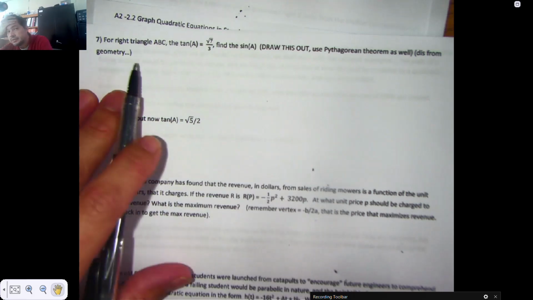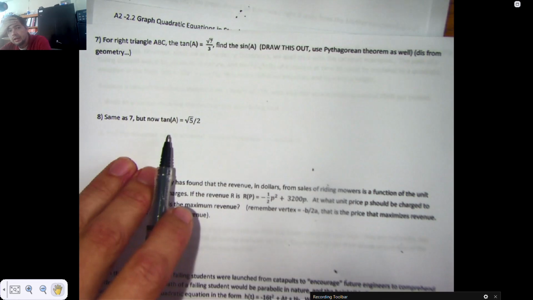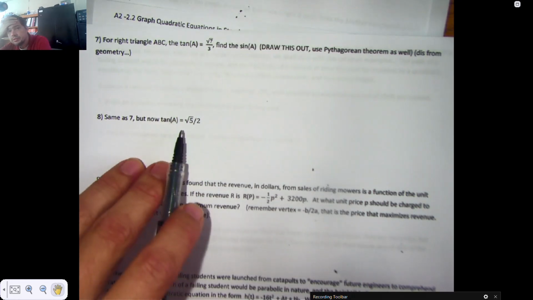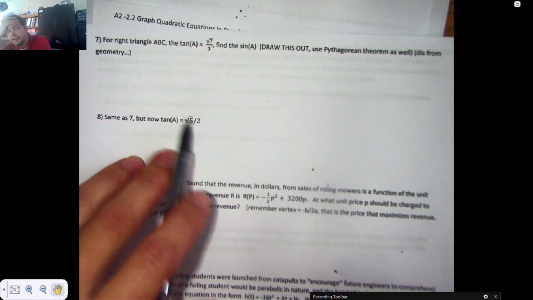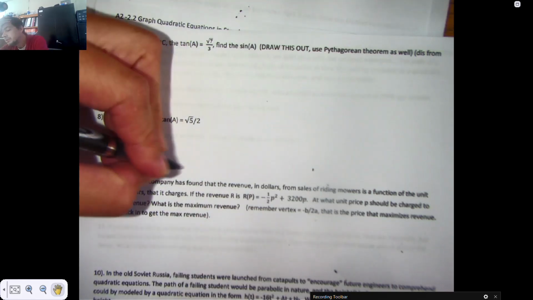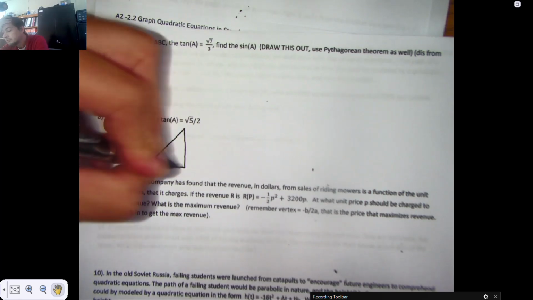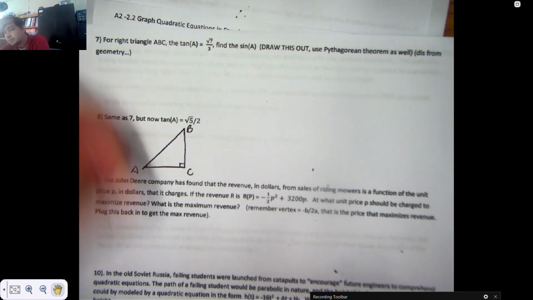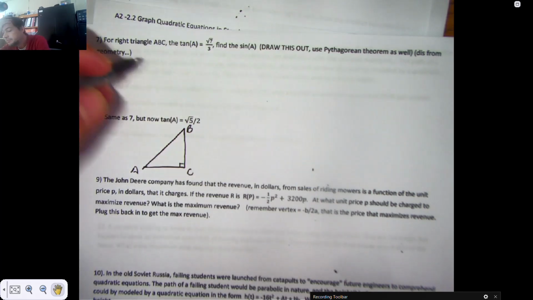Number 8 is the same as 7, so I'm just going to use these details. I am told the tangent of angle A is √5/2. It's a right triangle ABC, so I'm just going to draw a right triangle ABC. I like to put A in the lower left-hand corner and go clockwise.